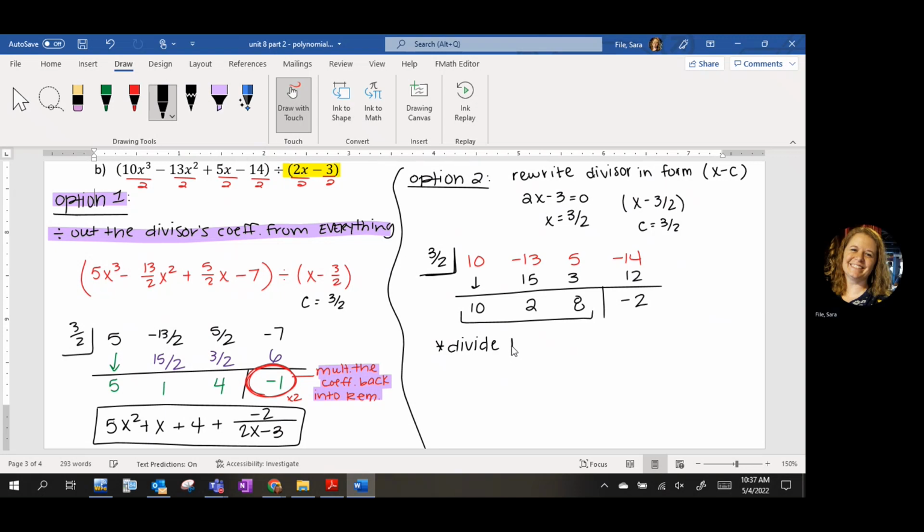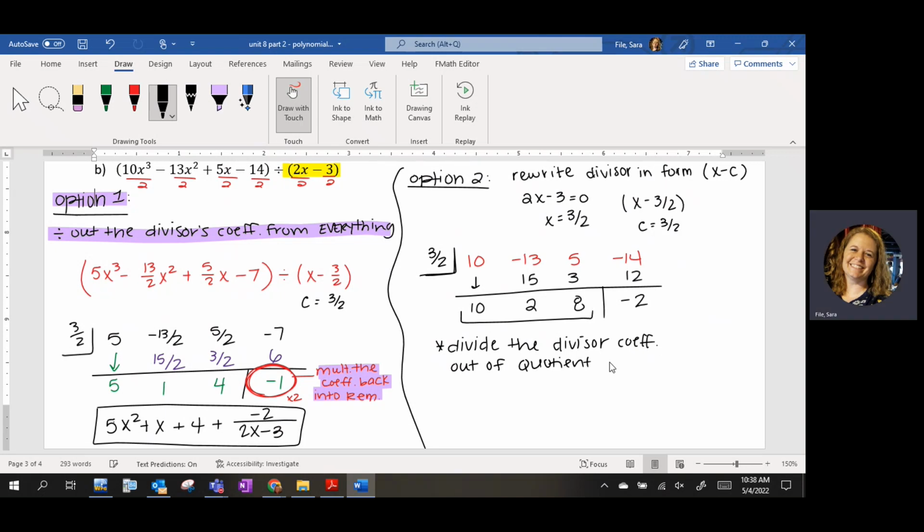So divide the divisor coefficient out of the quotient only. Don't touch the remainder. So that would be 5x squared plus 1x plus 4, because I'm dividing everything there by 2. Okay, but I didn't touch the remainder. The remainder is -2 over the original divisor of 2x minus 3.